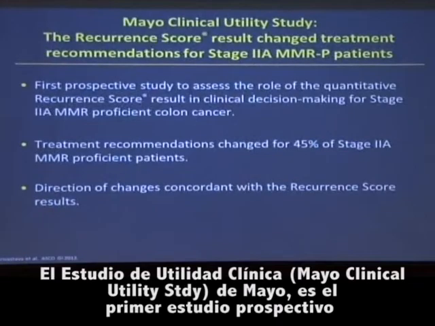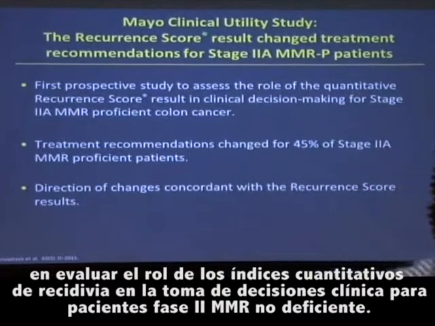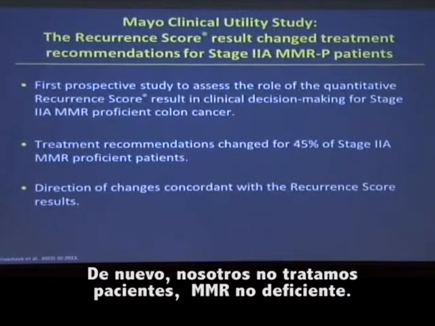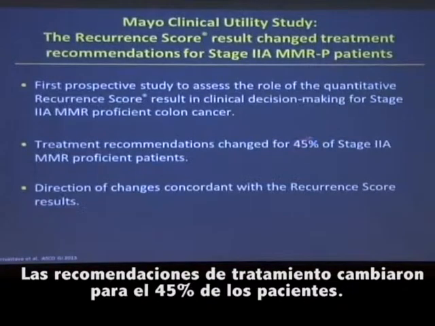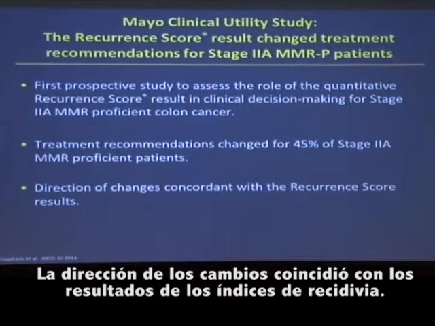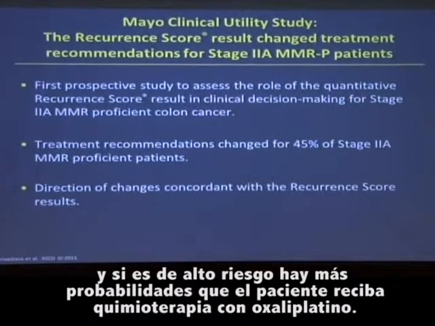Okay. So the Mayo Clinic utility study is the first prospective study to assess the role of the quantitative recurrence score in clinical decision-making for stage 2 patients that were mismatch repair proficient, okay? Again, we don't treat the mismatch repair deficient. We don't need to know what the curve is. We're not going to treat them. Treatment recommendations changed in 45% of the patients, and the direction of the changes was concordant with the recurrence score result, meaning if you were at low risk, you went to observation. If you were at high risk, you likely got oxaliplatin chemotherapy.